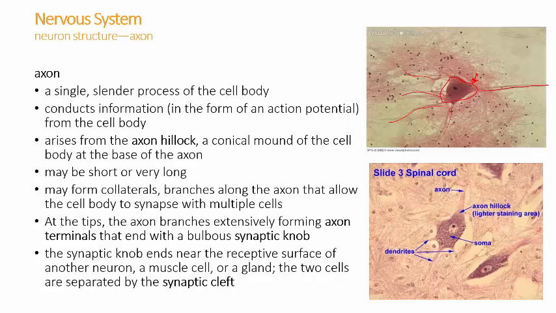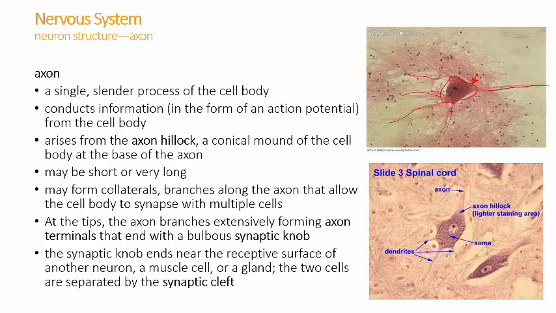We can see it here. There's the axon hillock in the second picture, the bottom picture. That axon hillock is just a little conical mound of the cell body. Now these axons may be very short or very long depending on the cell. In fact, the longest ones would have their cell bodies located right up near the spine, inside the spinal cord, and the axon runs all the way down the length of the leg and out to the toes.